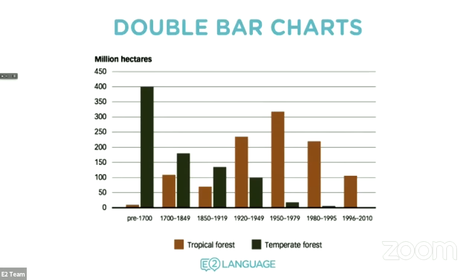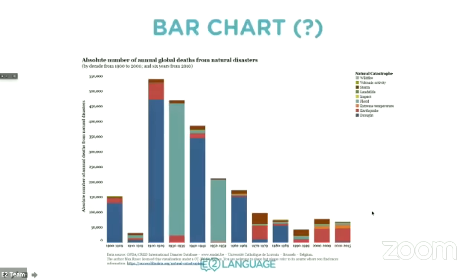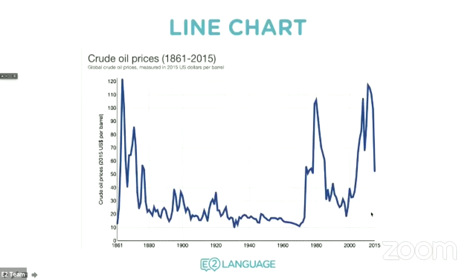3, 2, 1, and stop. That's 40 seconds. Cool. Let's not do this one because it's so crazily difficult. Let's skip it. And let's skip that one because it's too small. Let's do this one. Okie dokie. I'm going to go first in 3, 2, 1.